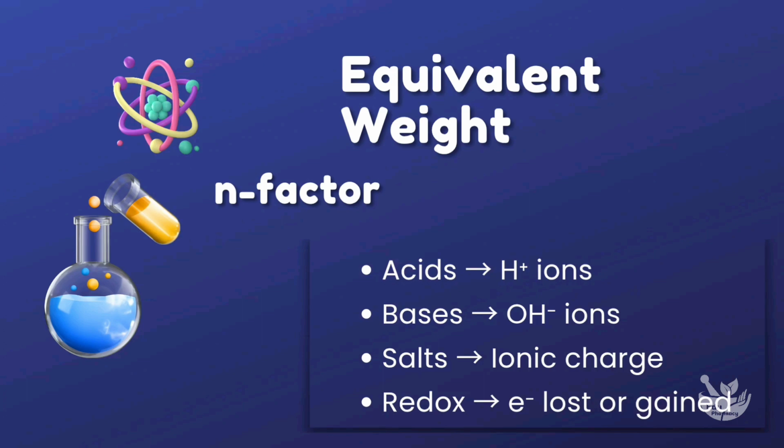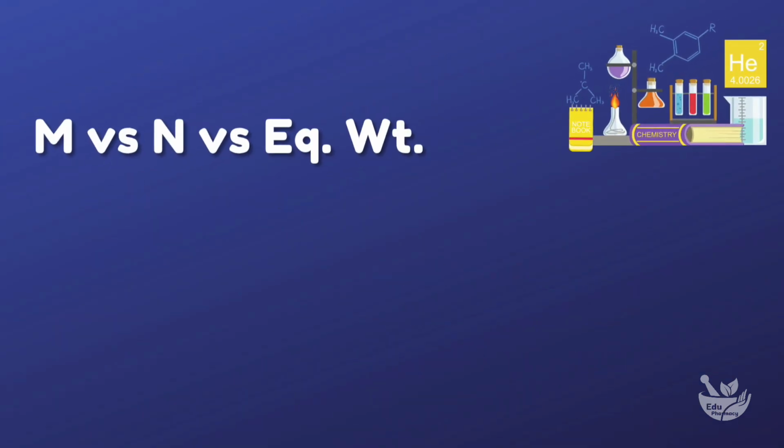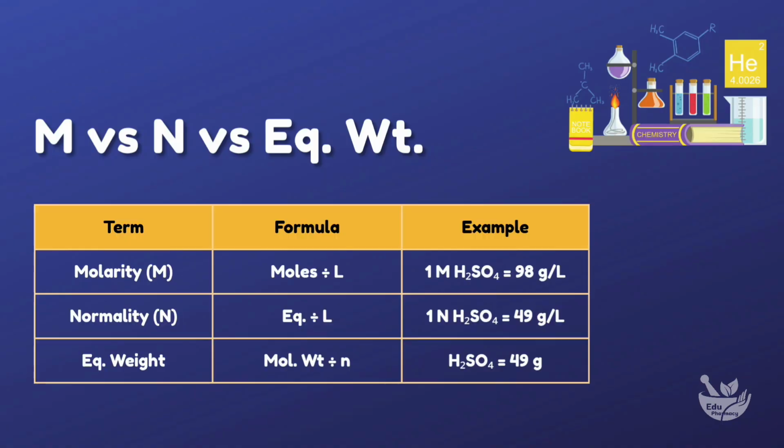Now, let's quickly compare molarity, normality, and equivalent weight in a simple way. Molarity is moles per liter and it is constant, no matter the reaction. Normality is equivalents per liter and it changes depending on the reaction. Equivalent weight is just molecular weight divided by the N factor.